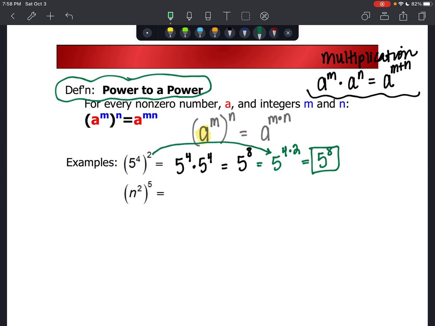And the power to a power rule comes in real handy because here, instead of having to write n squared times n squared times n squared times n squared times n squared, and then adding 2 to itself 5 times, we can just multiply. Repeated addition is multiplication. 2 times 5 is 10, and that's where we get n to the 10th power.